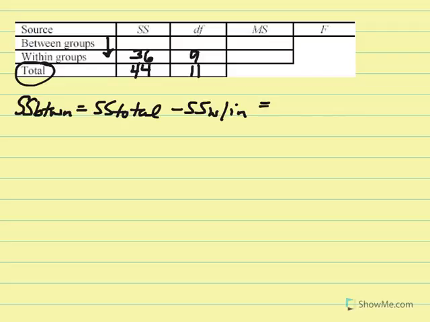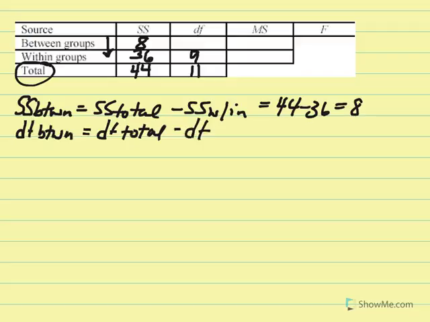So in this case, it would be 44 minus 36, and that is equal to 8. So now we have our SS between without doing a lot of calculations, and similarly df between would equal our df total minus our df within, and those values we calculated, so it would be 11 minus 9 is equal to 2. So now we have our degrees of freedom for between. Again, this is just a much easier process of calculating SS between without using the given equations.